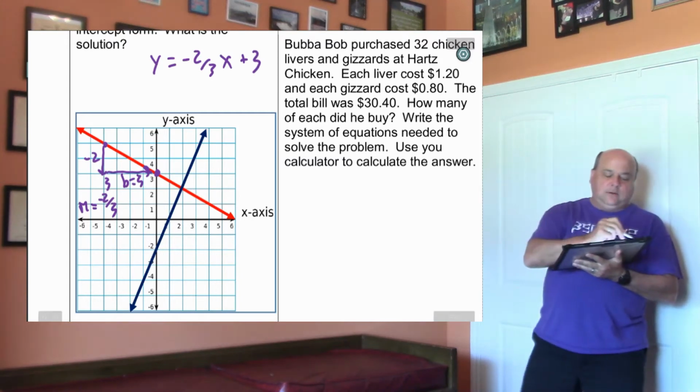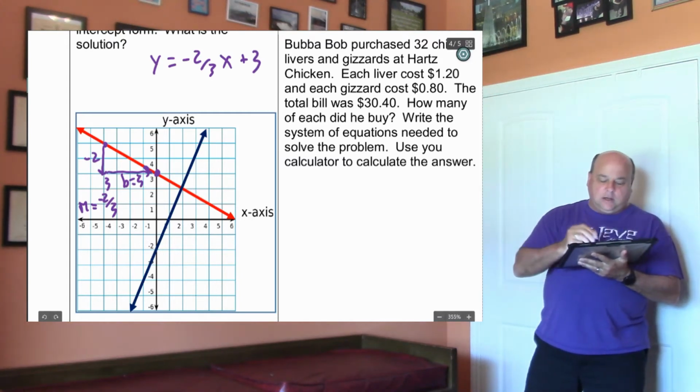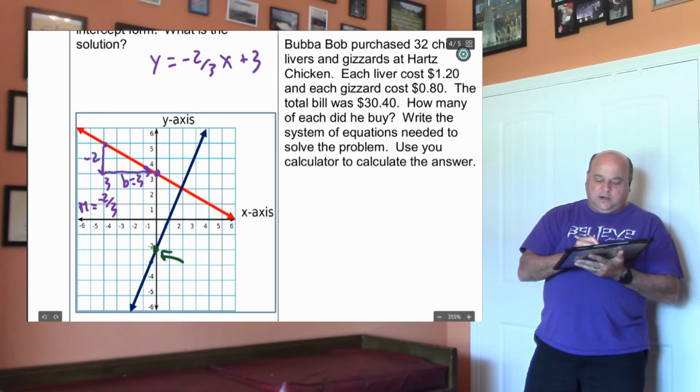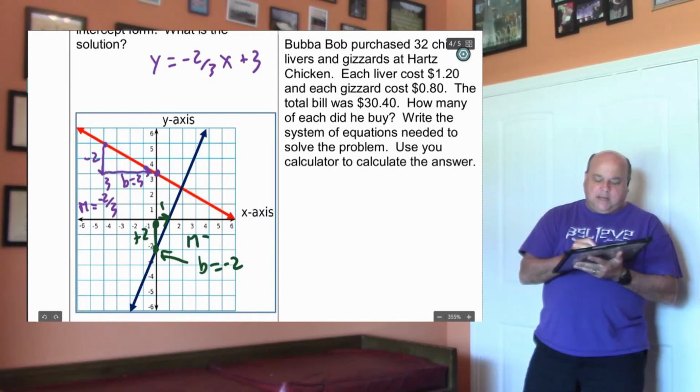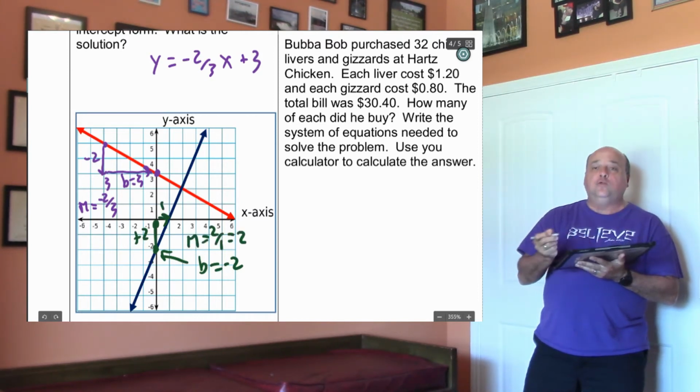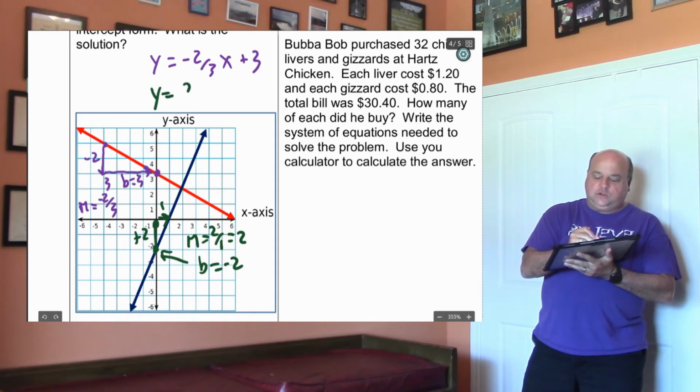My next line, okay, let's do the next line in a different color. My y-intercept is -2, and the slope goes up and to the right, up 2, right 1. My m is 2 over 1, or 2. So I'm going to have y equals 2x minus 2. And this is the answer.